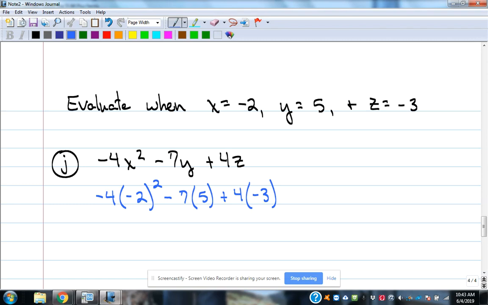And so once you replace those, you can follow order of operations and work it by hand if you want to, or you can just plug that into the calculator just like it's written here on the second line and work that out. So I know that -2 squared is 4, so this is -16. This is -35. This is -12. -16 minus 35 is -51, minus 12 is -63. That's what I should get if I go to the calculator and just type that in.